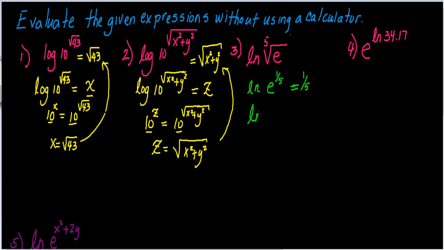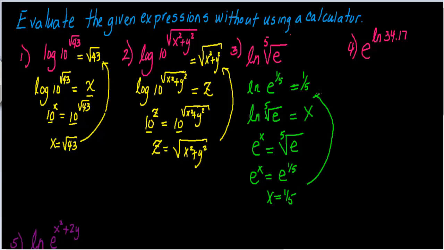The long way would be the natural log of the 5th root of e equals what? I don't know, x. I can use x here because there's no other x in the original expression. Now I take my e, that's the base of this natural log, and I raise it to this exponent, so I have e to the x is equal to the 5th root of e. E to the x is equal to e to the 1/5 power. X is equal to 1/5. Okay? And you got what we said in the beginning.